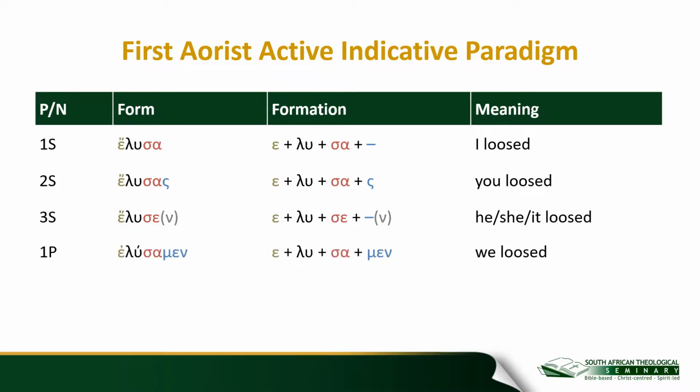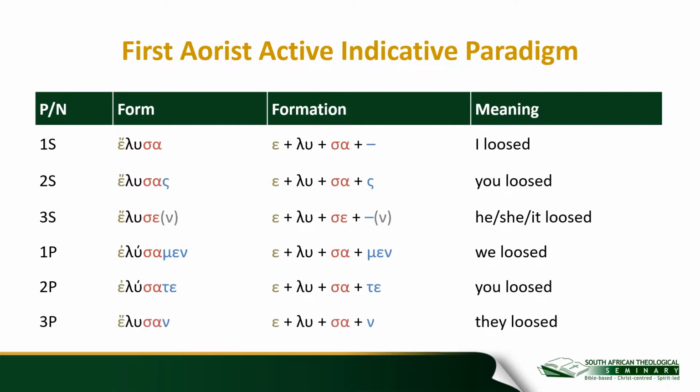The first person plural, elisamen, augment epsilon, tense stem li, aorist tense formative sa, and first person plural personal ending men, elisamen, we loosed. The second person plural, elisate, augment epsilon, tense stem li, tense formative sa, and the personal ending te, you loosed. And finally the third person plural, elisan, from the augment epsilon, tense stem li, the tense formative sa, and the personal ending nu. Elisan, they loosed.